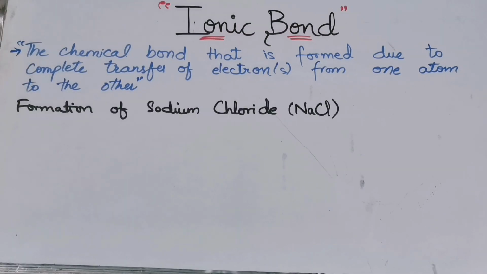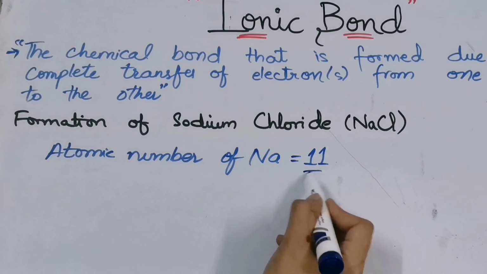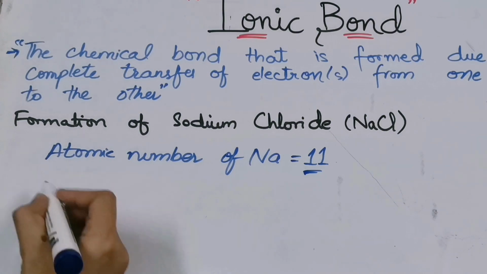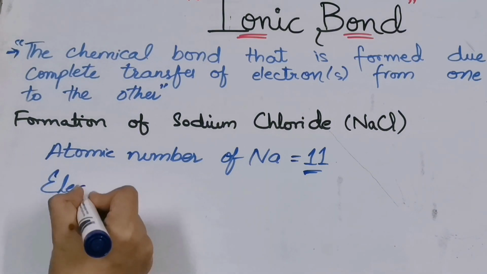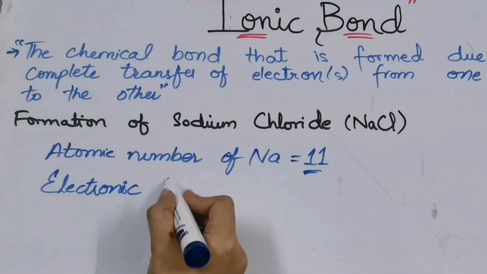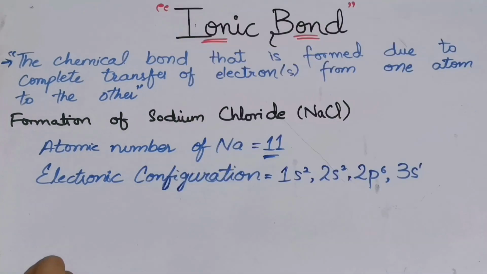Formation of sodium chloride, NaCl. How will we start it? We will first write the atomic number of sodium. After writing the atomic number, we will write the electronic configuration of sodium. If you don't know how to find the electronic configuration, I have already uploaded the video and the link is in the description below. So this is the electronic configuration of sodium.